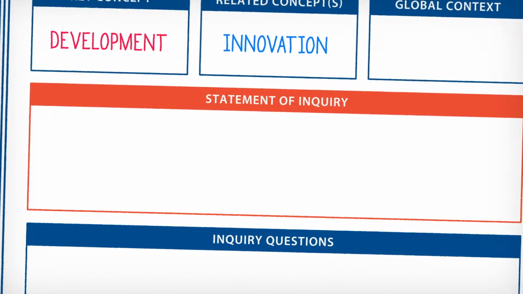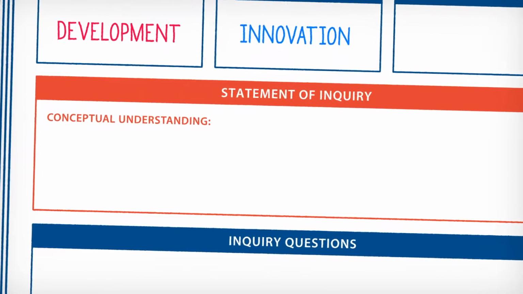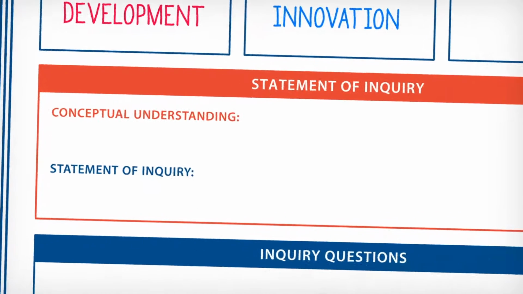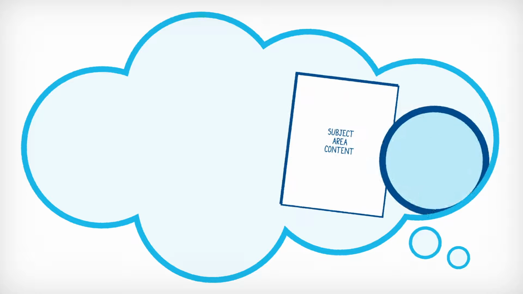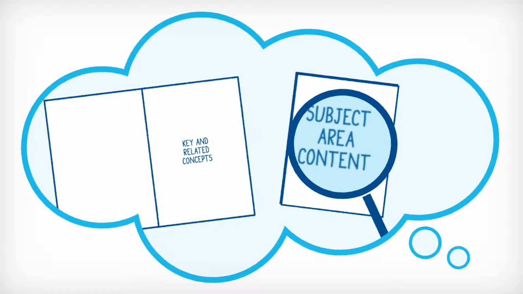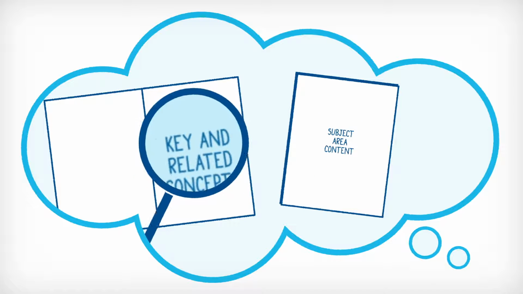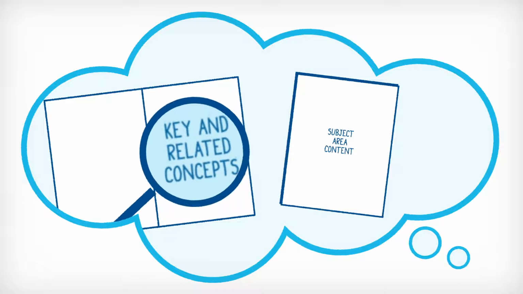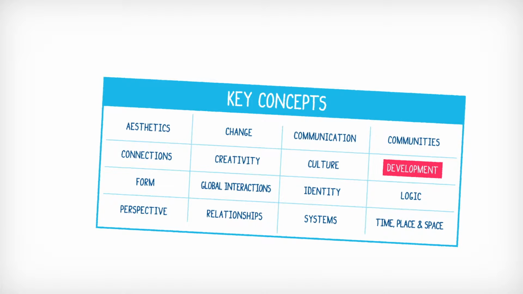It may be helpful to develop a conceptual understanding prior to constructing the statement of inquiry. To do this, first consider your broad intentions and potential subject area content for the unit. Then, consult your subject group guide and carefully review the definitions of the key and related concepts. Select one key concept and 1 or more related concepts that could be used to express a transferable idea that is important for students to understand and could be explored through subject area content.